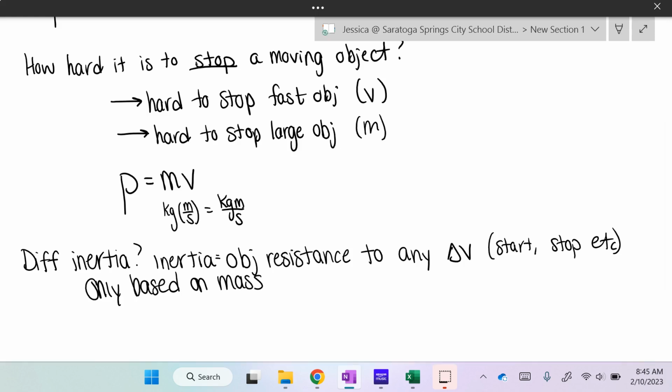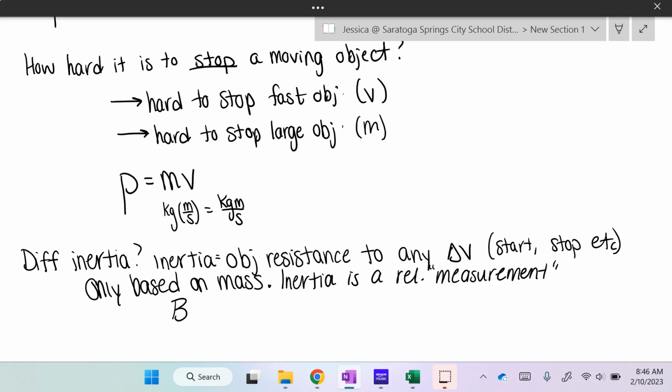So momentum is how hard it is to stop a moving object, and it's based off of how fast and how large. Inertia is an object's resistance to any change in velocity. It's the idea that an object is going to keep doing what it's doing unless an external force acts on it. And that is only based on the mass of an object. So they are two different things. We also don't really calculate or measure inertia. Inertia is a relative measurement. And when I say measurement, that's kind of in quotes, right?